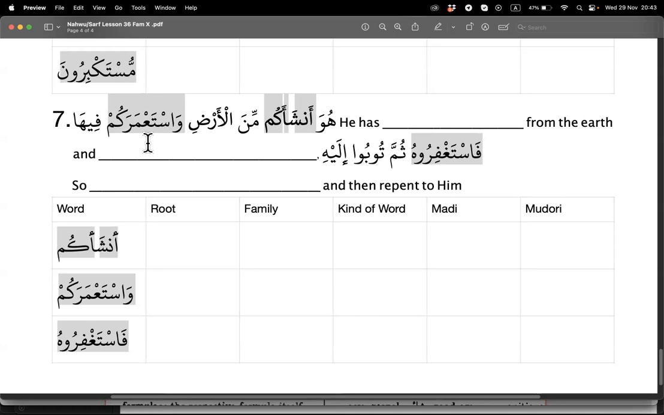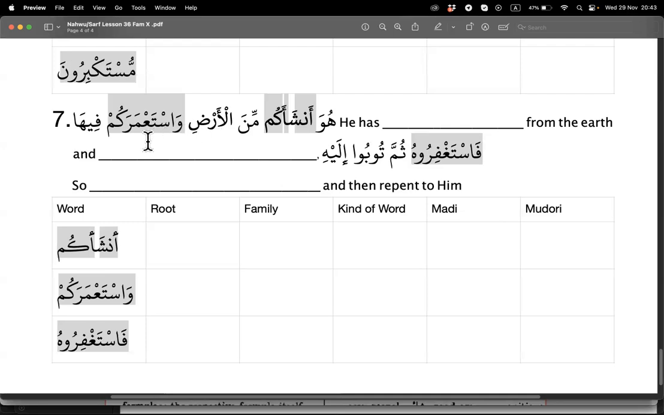Istamara yastamiru isti'maran fahuwa musta'mirun. Very good. And then fiha. Fiha will be mutalik to fi'il istamara. Yes. What's the ha going back to? Going back to the al-ard. Very good. Translate. He has ansha'a, make you grow or what? Something like that. Yes. Produce, basically. Produce all of you from the earth.